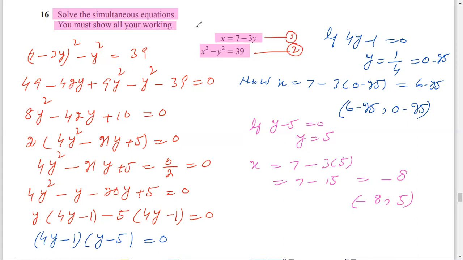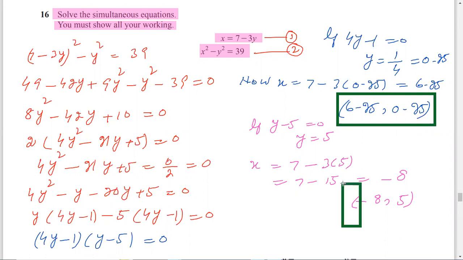So finally, we have 2 points, this one and negative 8 and 5. In this way, this problem on simultaneous equations is completed. Hopefully, you have understood this problem on simultaneous equations.